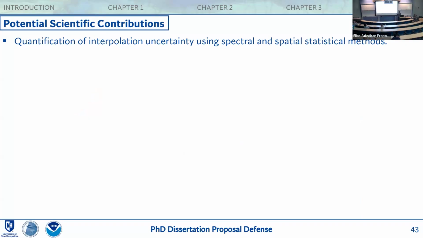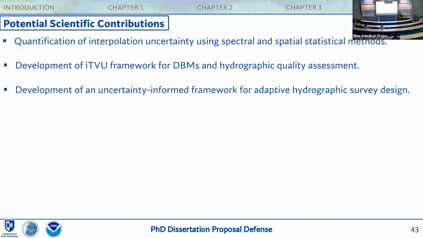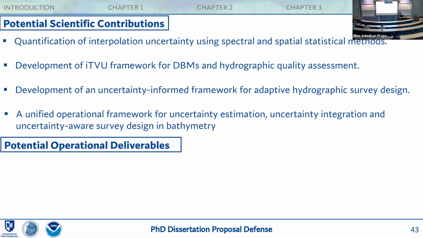So that's kind of all the three chapters, and I would just want to highlight some of the potential scientific contributions of this work. First is the quantification of interpolation uncertainty using spectral and spatial statistical methods. Then development of the ITVU framework for digital bathymetric models and hydrographic quality assessment. Then development of an uncertainty-informed framework for adaptive hydrographic survey design, and putting all of this together into a unified operational framework for uncertainty estimation, integration, and uncertainty-aware survey design in bathymetry.